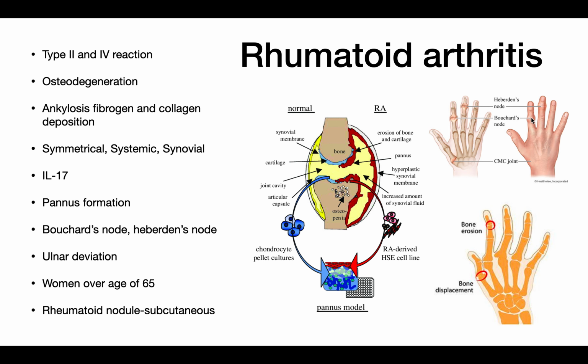So Bouchard's is right here, Heberden's is the distal, and Bouchard's is the more proximal interphalangeal joint. But in clinical practice, we would look at the wrist. We want to see any ulnar deviation. It usually occurs in women over 65, so you want to look at the wrist, see if the hand is starting to bend that way. And if you take an X-ray, there are going to be spur formations.